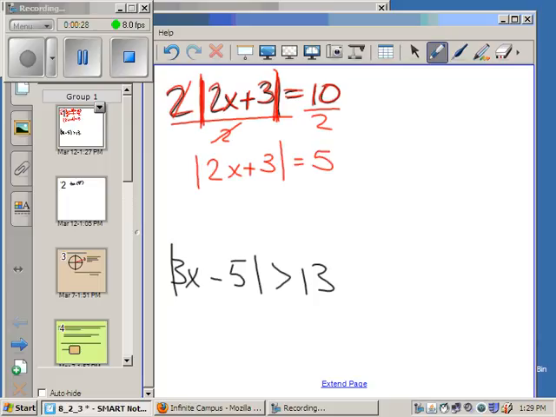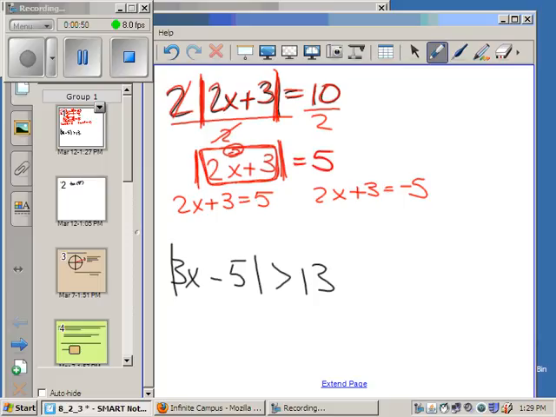Now remember, that means whatever's in here, when I take the absolute value of it, it has to equal 5, which means that 2x plus 3 might be 5. But 2x plus 3 might also be negative 5, because it would be okay to have a negative 5, for example, in there, because when I take the absolute value of that, I get 5. So now I have 2 equations, and I'm going to solve them each.